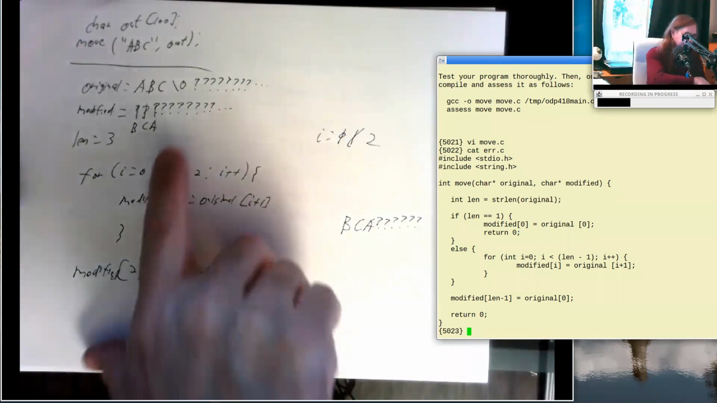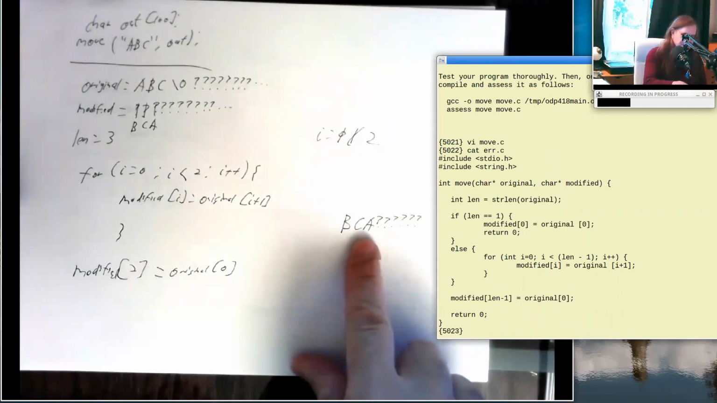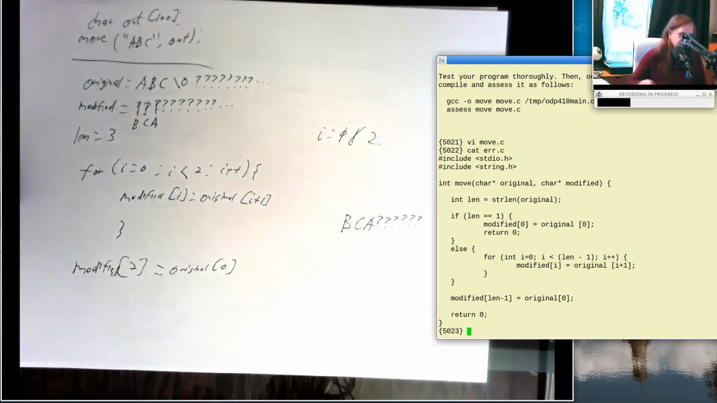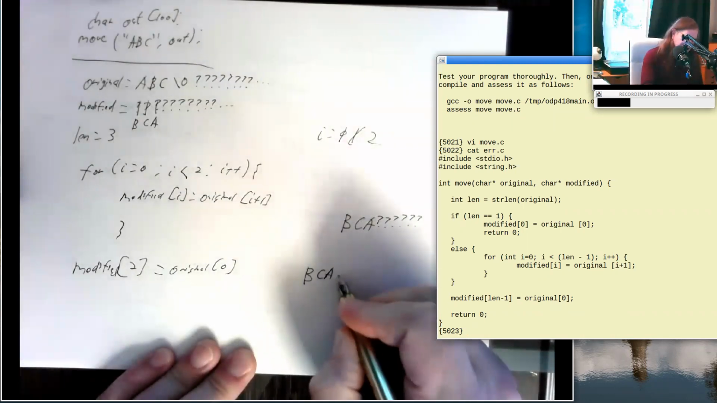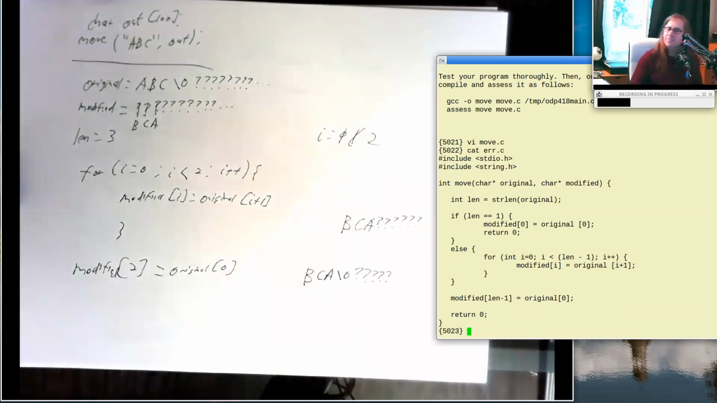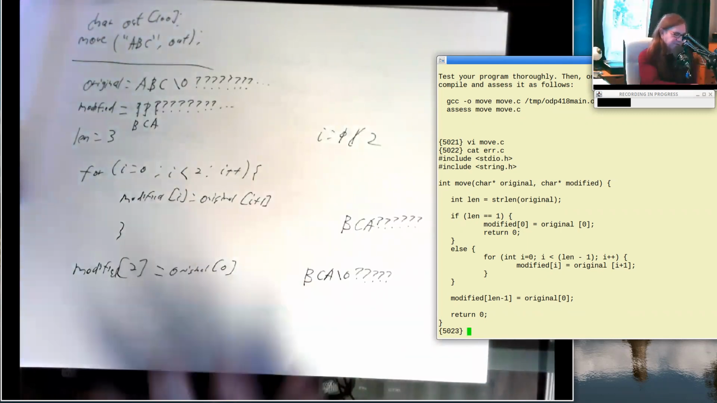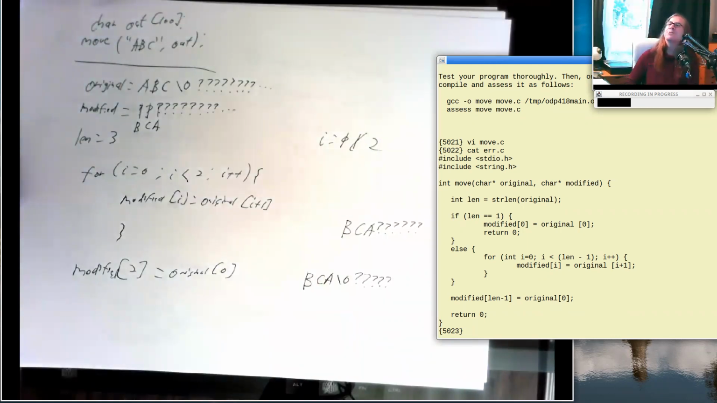So by making sure I'm not assuming that these are zeros, but putting in question marks, I can see pretty easily, hey, this is not the string that I wanted to get back. What I really wanted was a BCA null terminator, and then I don't care what comes after that. And if this works, then you can try it with 1 character, and with 0 characters, and so on.